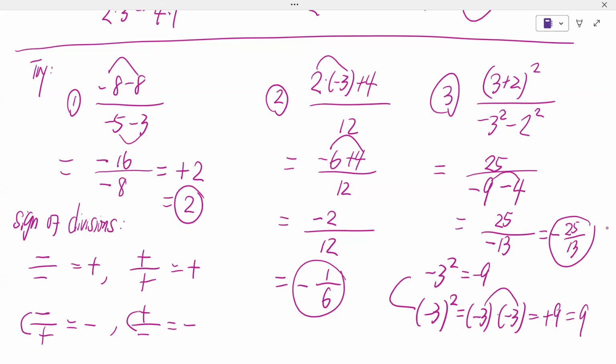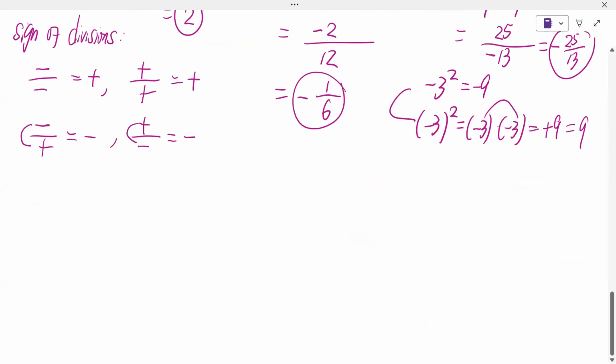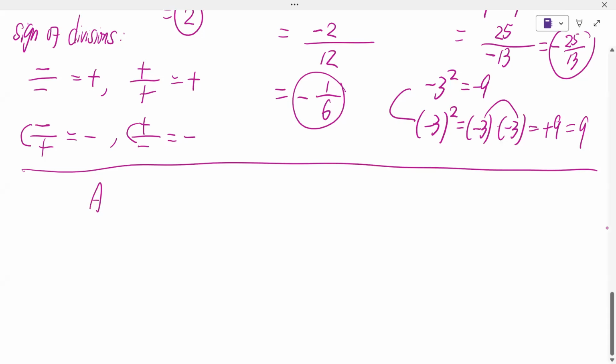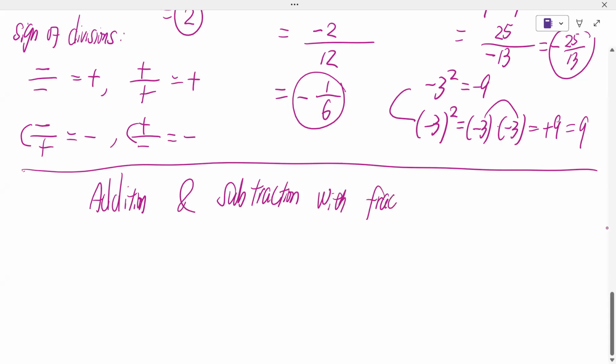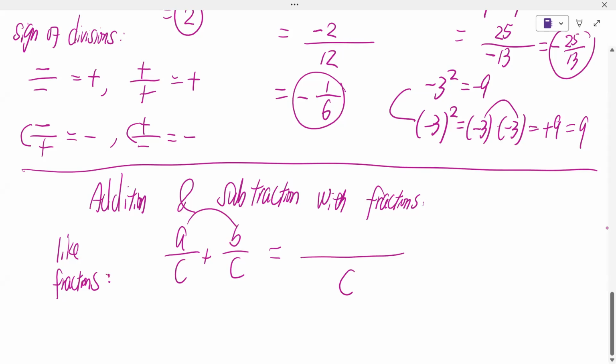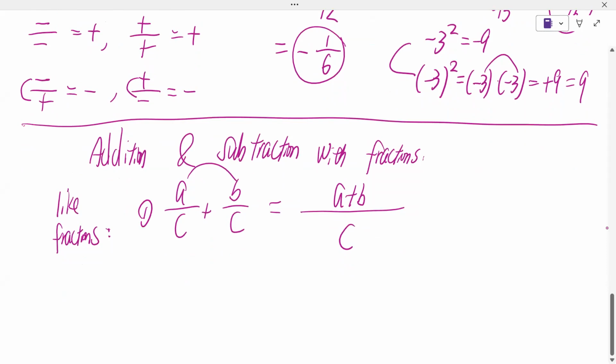Okay. Now, let's review the addition and subtraction of fractions, right? That's also a difficult topic in pre-algebra, in arithmetic class. Remember, the rule is when they are like fractions, let's say A over C plus B over C, when the denominators are the same, we call this like fractions. And you will just keep the denominator C and add the numerators, A plus B. And this is the addition. And subtraction, let's say A over C minus B over C. Like fractions, so keep the denominator C and A minus B on the top.